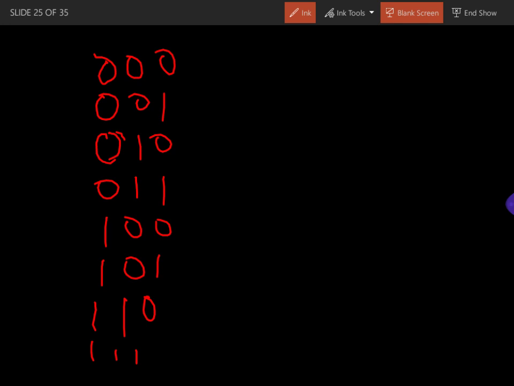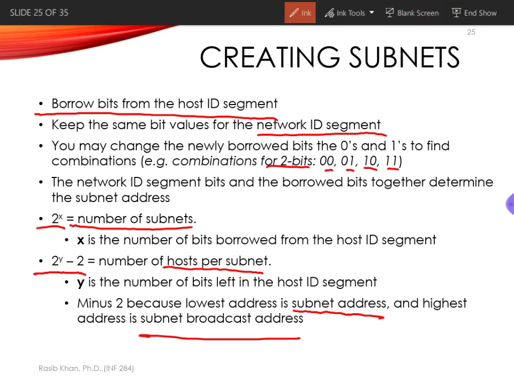As you can see, the number of bits that we borrow from the host ID part for creating the subnets allows us to create multiple different smaller networks. We leave the same bits for the network ID segment, but just create multiple subnets from the remaining bits.